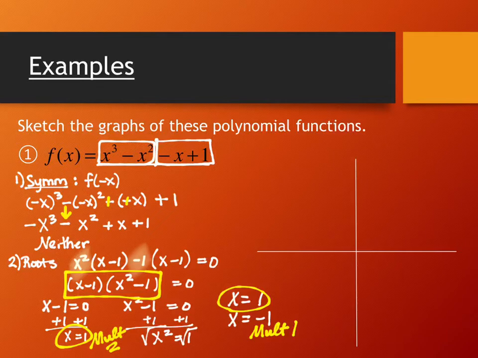So in terms of my graph, x equals 1 and x equals negative 1 are both points on my graph, like this. One of them I'm bouncing off, and the other one I'm cutting through.